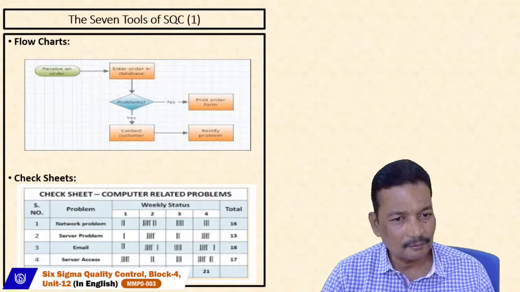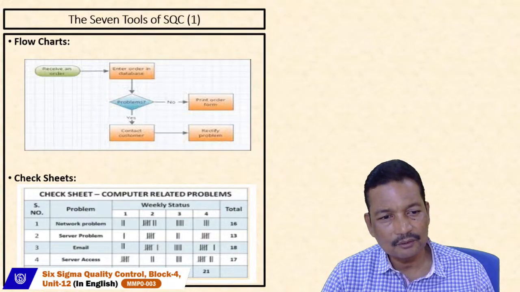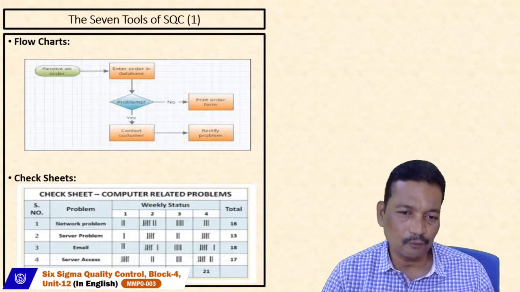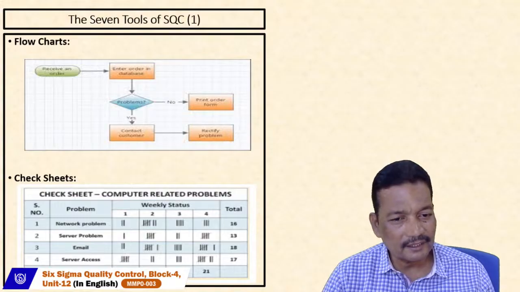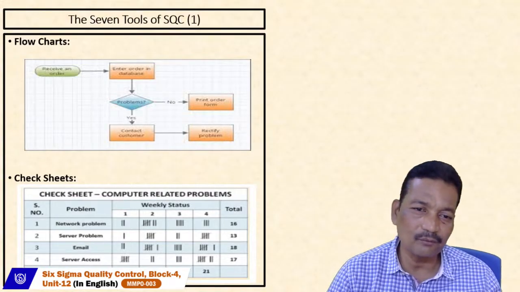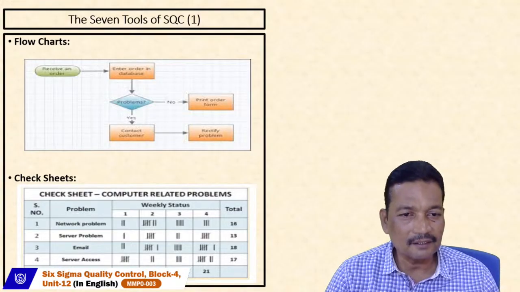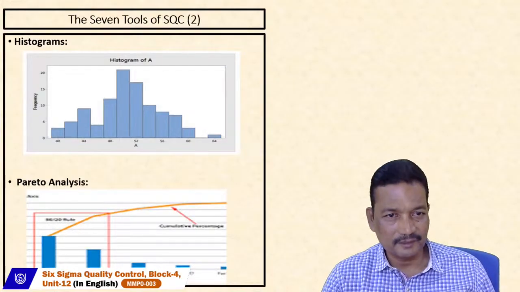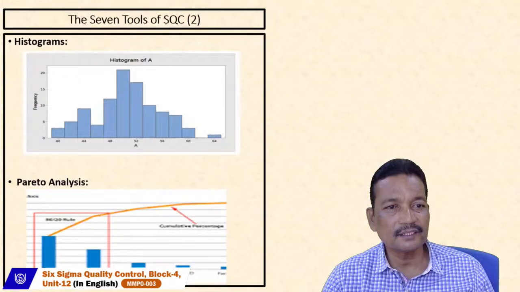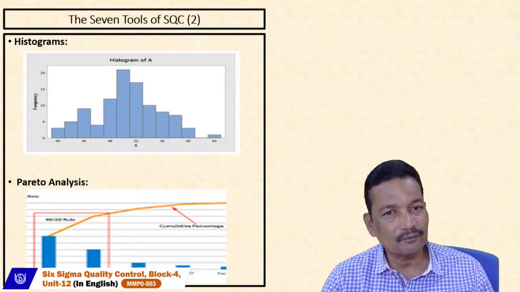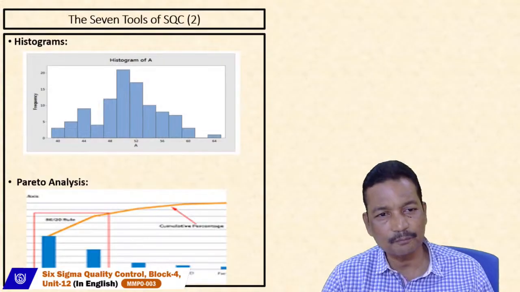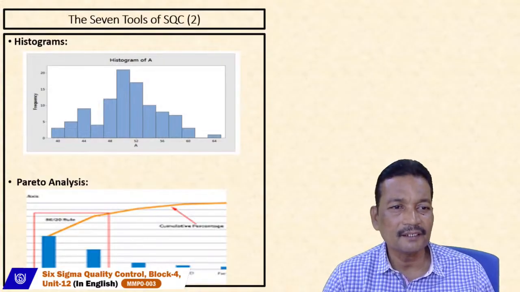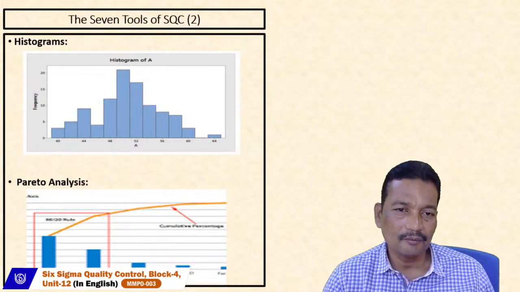If you look at the check sheet, another important thing coming out in a month, week 2 and 4 are showing maximum problems. So here we can analyze why these even weeks are giving us more problems. Histograms. So here we try to see what is the frequency of occurrence of problems in any given time period.